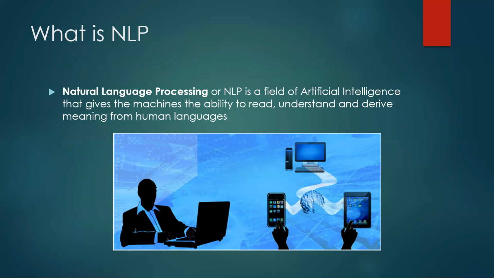So you can understand natural language processing is the ability to give a computer the power to mimic a human. Natural language processing is a field of artificial intelligence that gives machines the ability to read a document, understand it, and derive meaning from human languages.